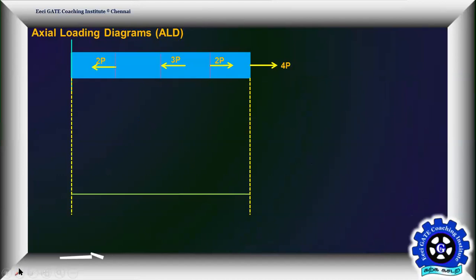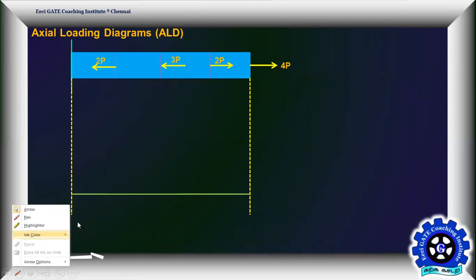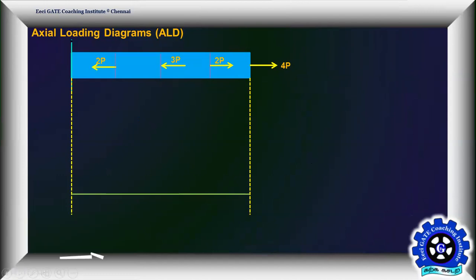Understood? Sir, how to draw the diagram? That is the game. How to draw the axial loading diagram for this. Tell me. Sir, how does the load act internally along the axial line, to the bar?